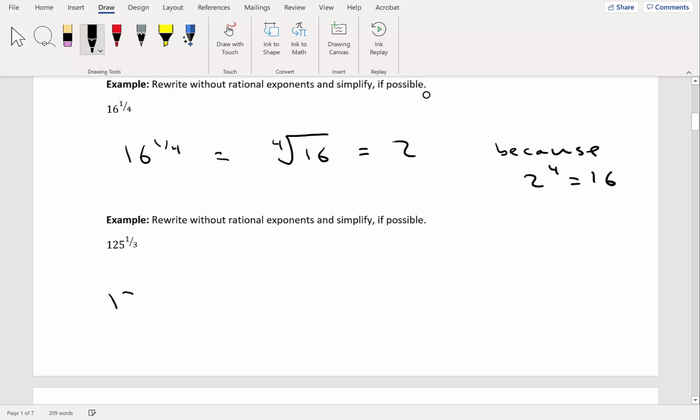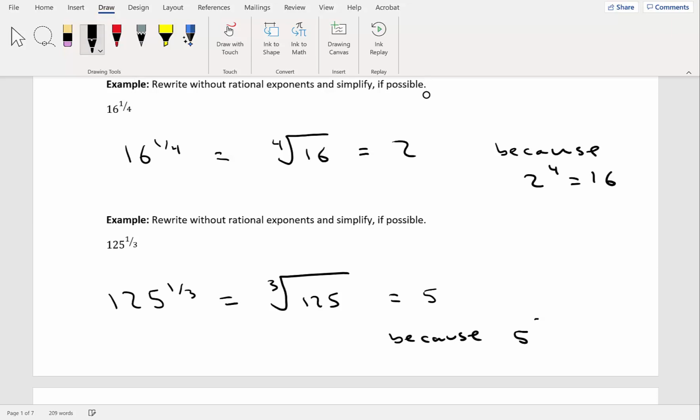Take a look at another one. So we have 125 raised to the 1/3 power. Okay, so our radicand is 125, and our index here is 3. So we have the cubed root of 125. This is a radical that we can actually simplify. So cubed root of 125, this is equal to 5. And this is because 5 raised to the 3rd power gives us 125.